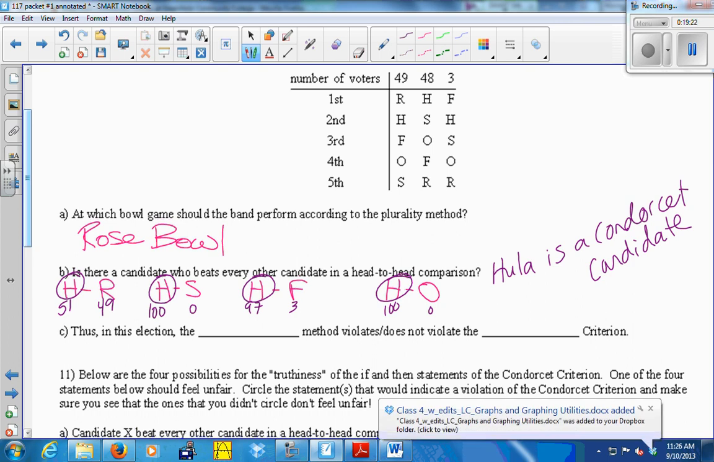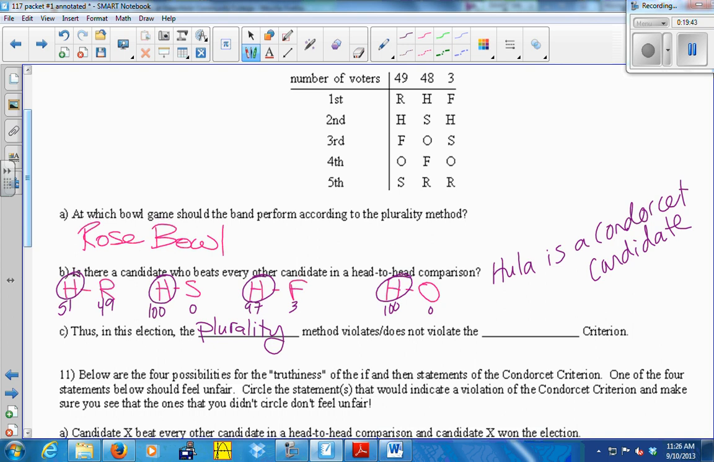Okay. But Rose Bowl won, right? If we use plurality, Rose Bowl wins, even though there's a Condorcet candidate, Hula Bowl. Okay. So in this election, we say the plurality method violates, because we broke the rule, the Condorcet criterion. Because we had a Condorcet candidate, we had a candidate who is undefeated but did not win, right? Because the Condorcet criterion says if you have an undefeated candidate, then they should win.